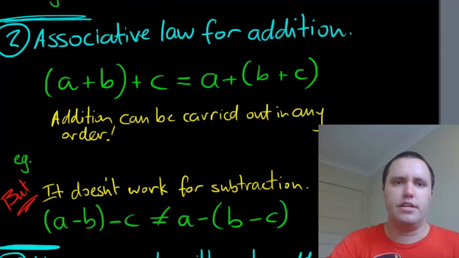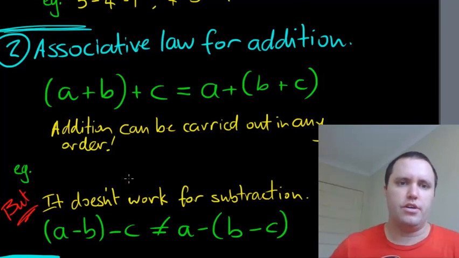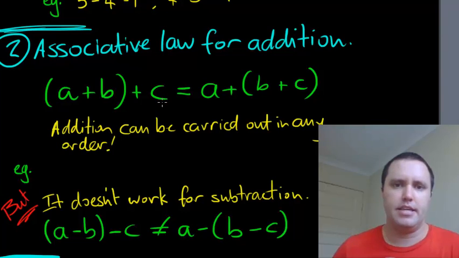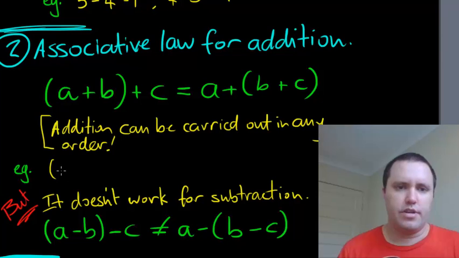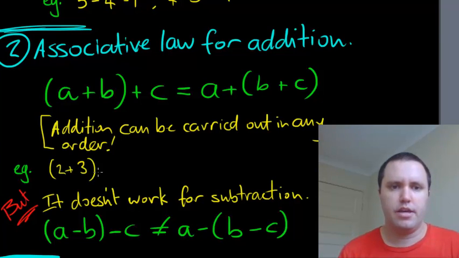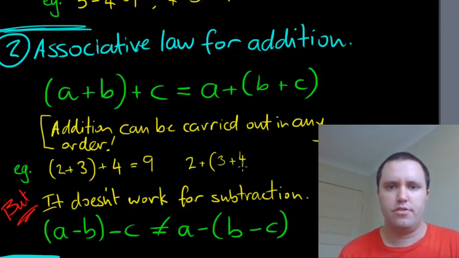Right, here's another one, the associative law for addition. So if we do a plus b together, then add c, it's the same as doing b plus c first and then adding a. Okay, essentially it means that addition can be carried out in any order at all. So for example, if we had 2 plus 3 plus 4, 2 plus 3 is 5, plus 4 is 9, and if we had 2 plus 3 plus 4, 3 plus 4 is 7, plus 2 is, surprise, 9.